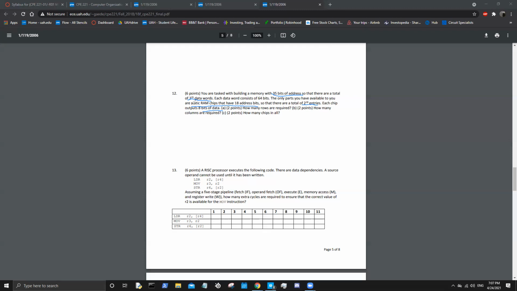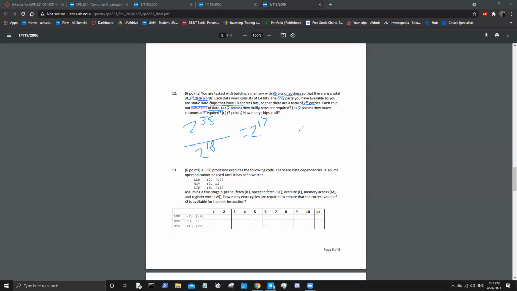Yes, all right, cool. So that means we do 2 to the 35th over 2 to the 18th to start for our part A. And what's it going to spit out, 2 to the 27th? No, that can't be right. 2 to the 17th. Yes, it spits out 2 to the 17th. So for part A, the amount of rows we get is 2 to the 17th rows.